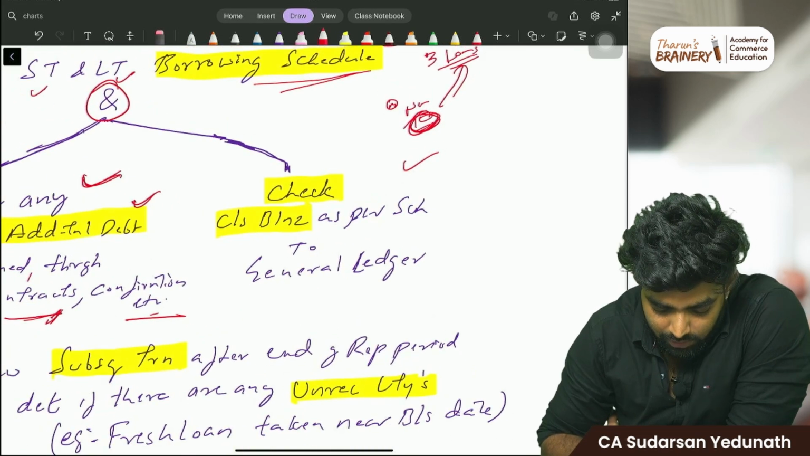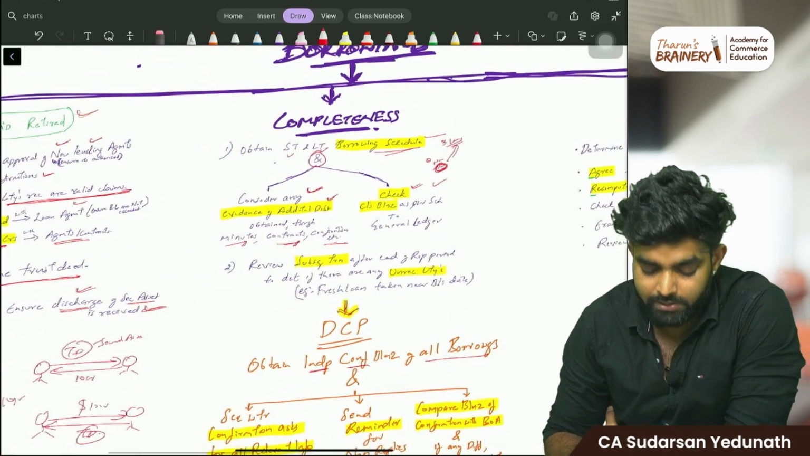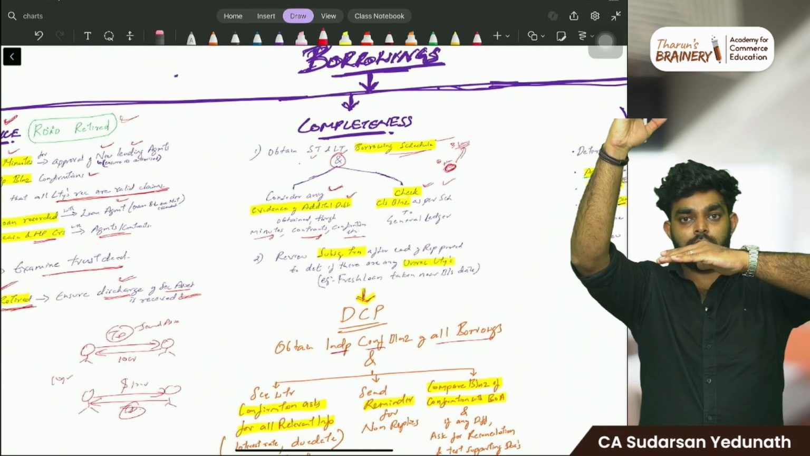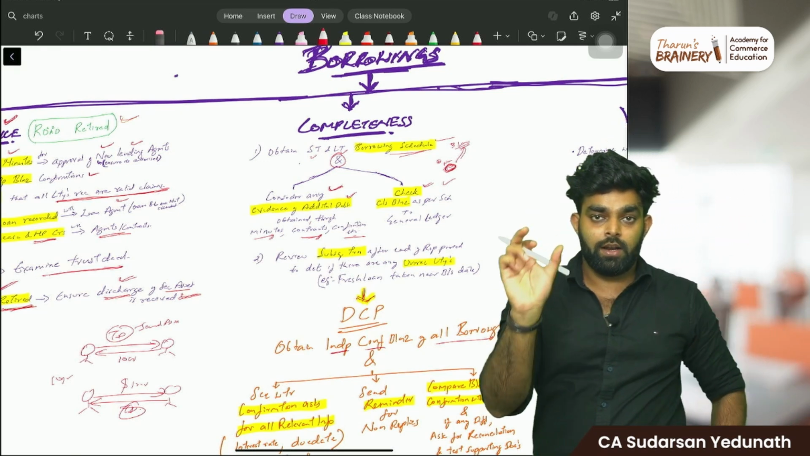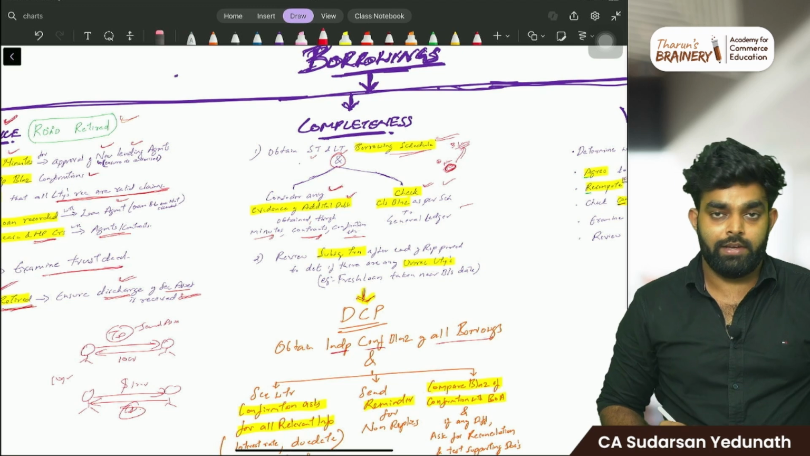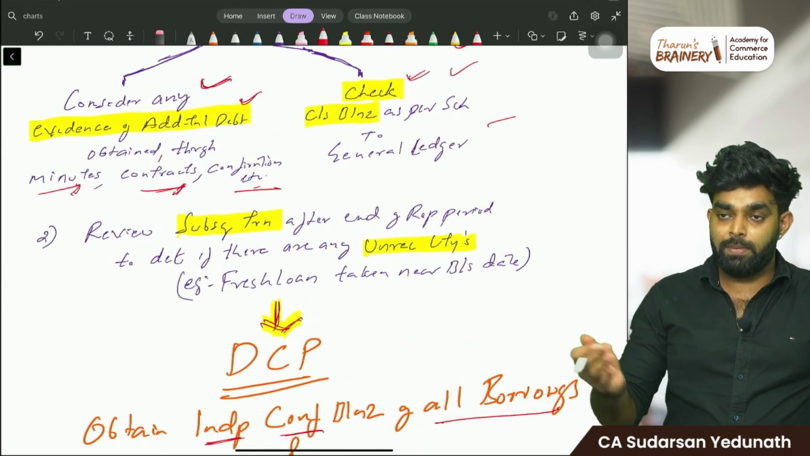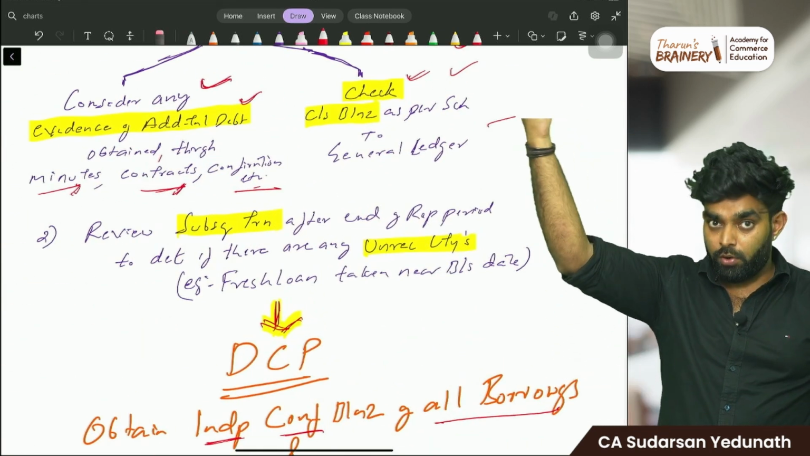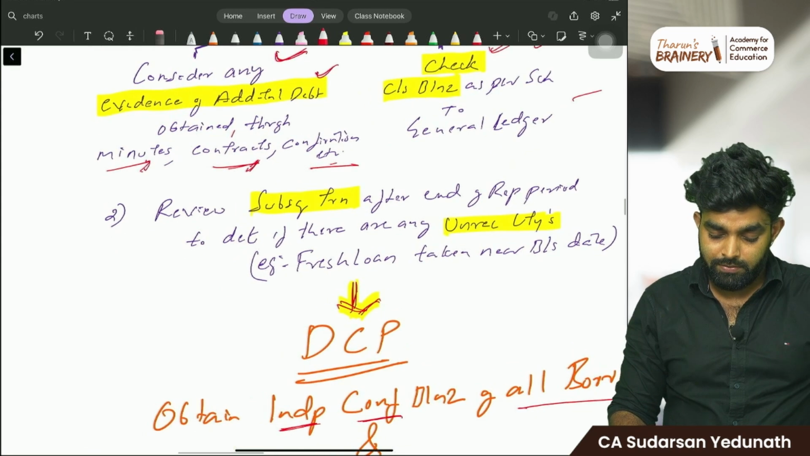Then check the closing balance as per schedule to the general ledger. The borrowing schedule is one thing, and in the company's books of accounts, the general ledger, there will be a balance, right? Both balances should tally. So see the closing balance as per the borrowing schedule and the general ledger, and see whether both are the same.